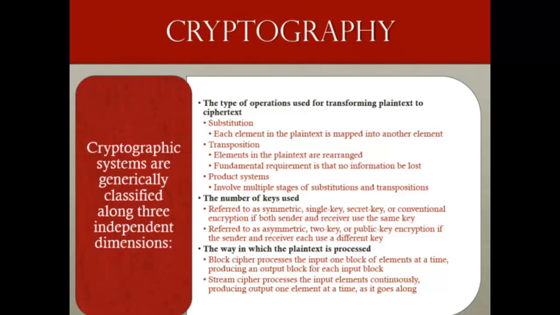3. The way in which the plaintext is processed. A block cipher processes the input one block of elements at a time, producing an output block for each input block. A stream cipher processes the input elements continuously, producing output one element at a time as it goes along.